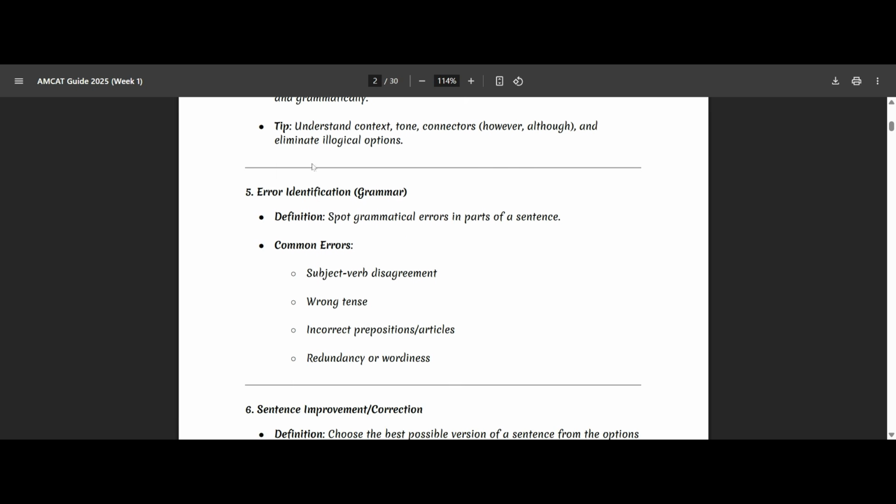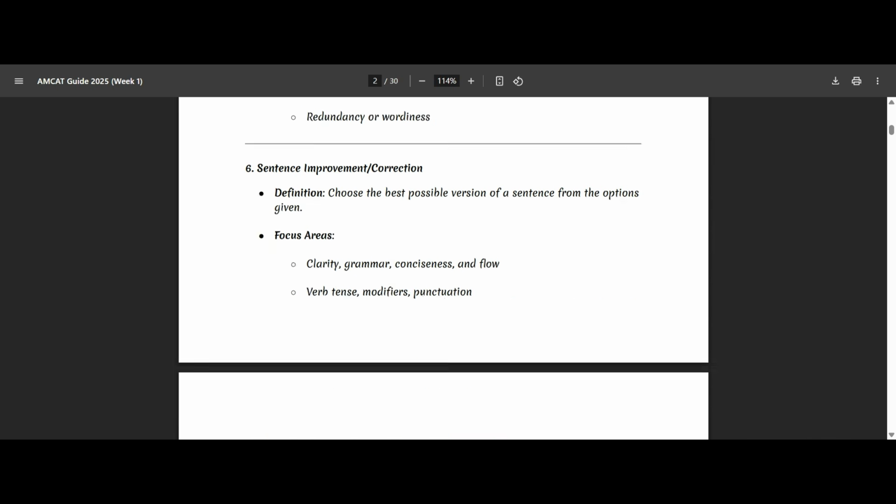Up next, we have error identification or grammar. Spot grammatical errors in parts of a sentence. So, what are the common errors? Subject verb disagreement, wrong tense, incorrect prepositions, and redundancy or wordiness. So, we'll be exploring them all in the upcoming question bank section. Okay, I've curated certain questions to familiarize you guys well with what can be asked.